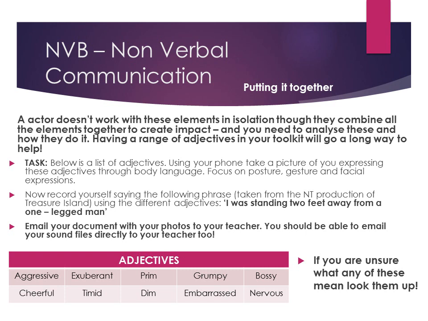Okay, hopefully you've got those photos added to your collection of photos. Now we're going to do something a bit different. I would like you to speak the line that is on the second bullet point on the slide, which is taken from the National Theatre production of Treasure Island. And I want you to record it 10 times, each time using the different adjectives. So the line is, "I was standing 2 feet away from a one-legged man." Now I'd like you to record that in an aggressive way, an exuberant way, a prim way, etc.